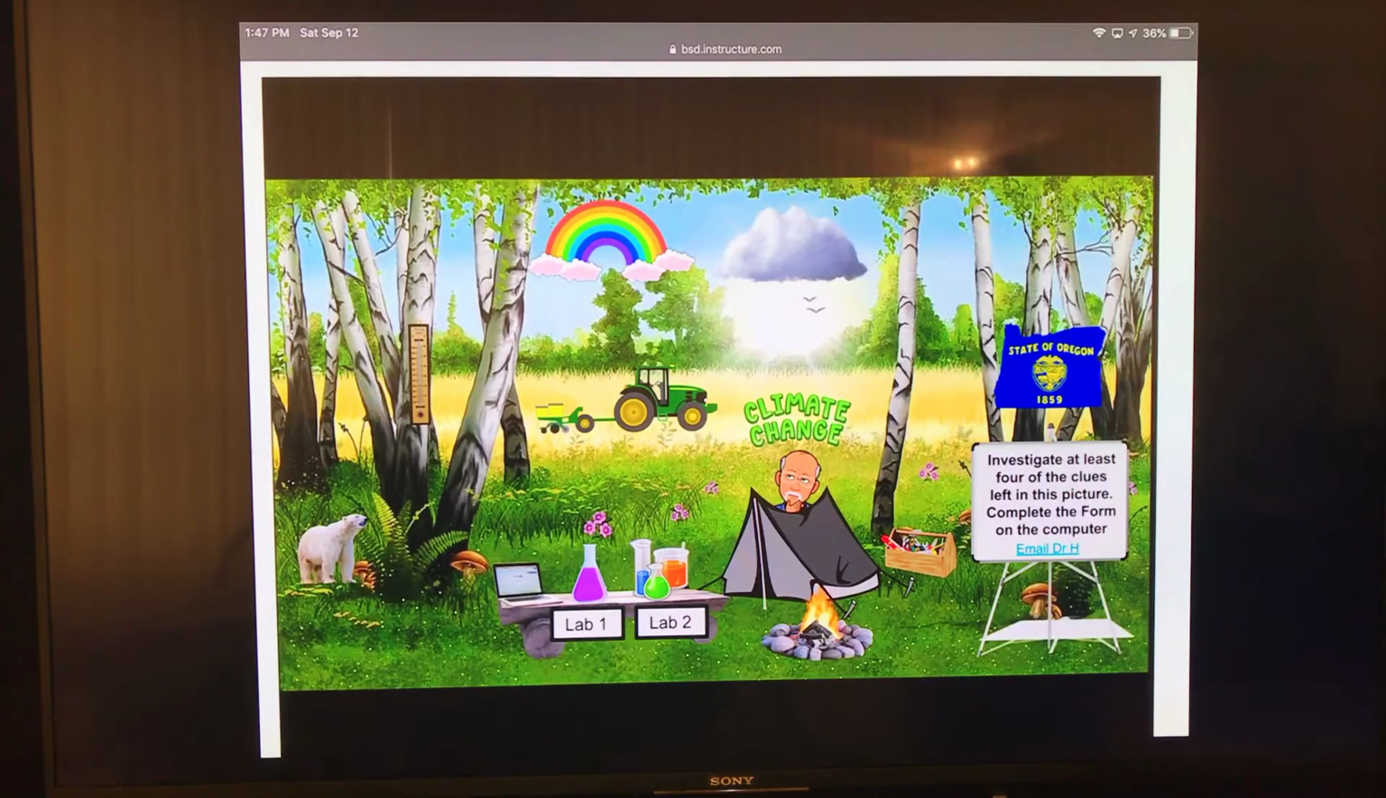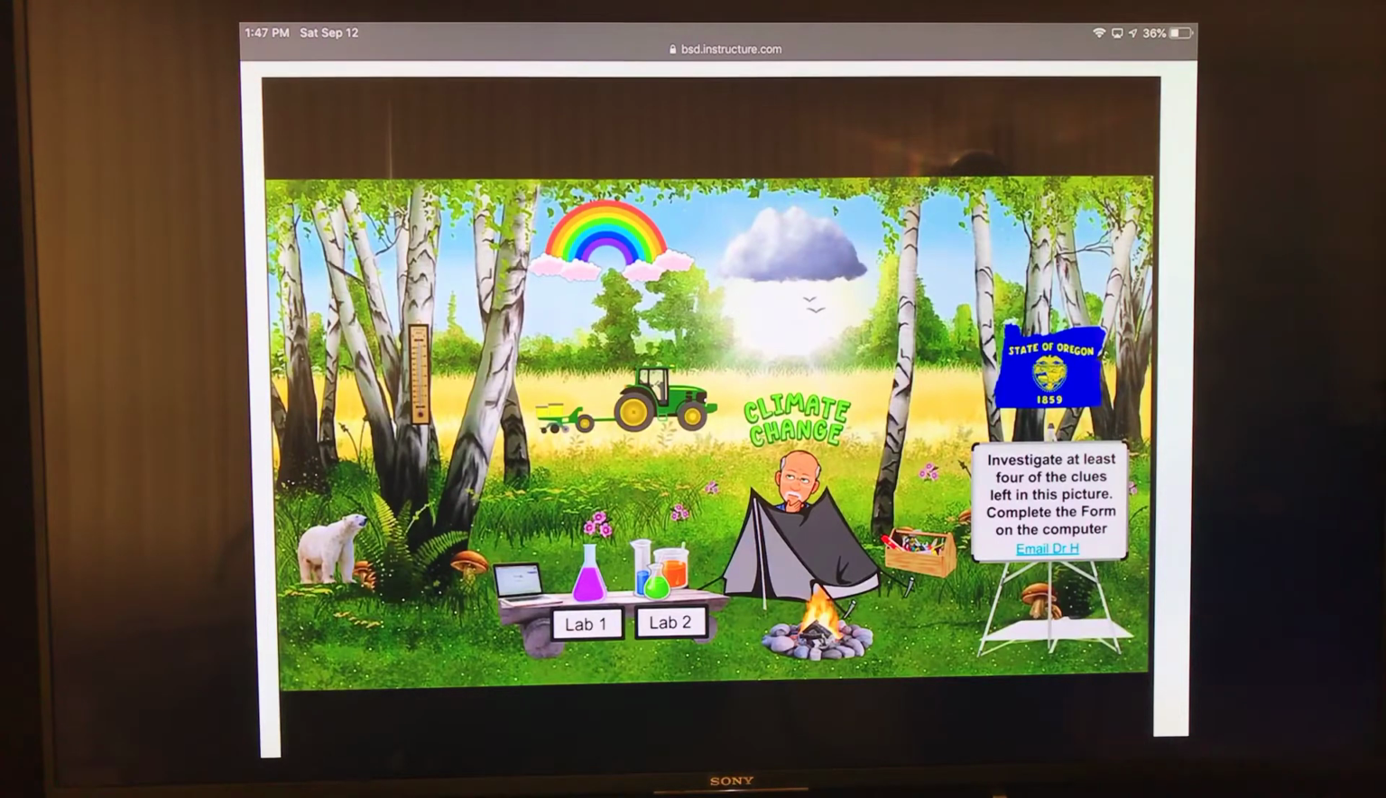All right, so I've left you a lot of clues in this picture. If I remember right, I think there's 10 different clues, and that means there's 10 different activities that you could do. So do you have to do all 10? No, you don't have to do all 10. I would like you to investigate at least 4 of the clues left in this picture, okay? And I would also like you to complete 1 of the 2 labs.